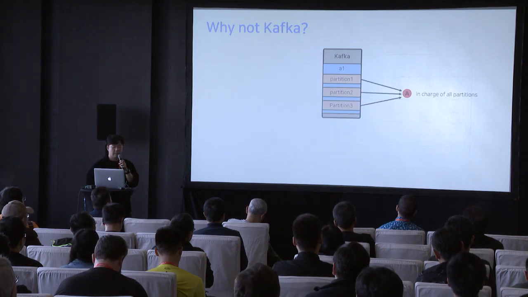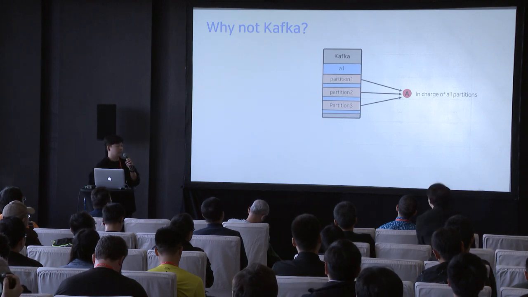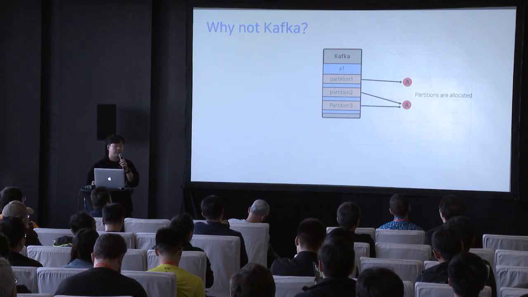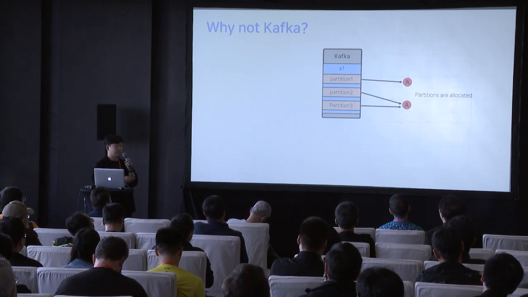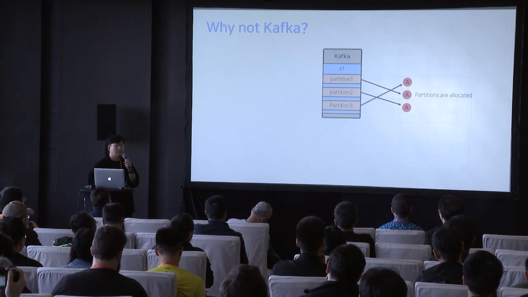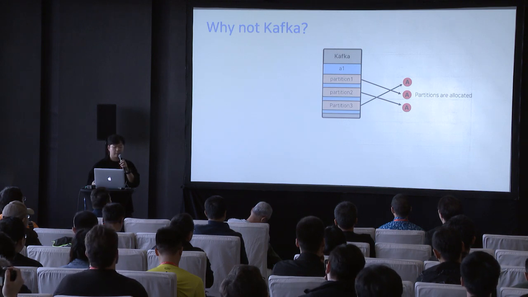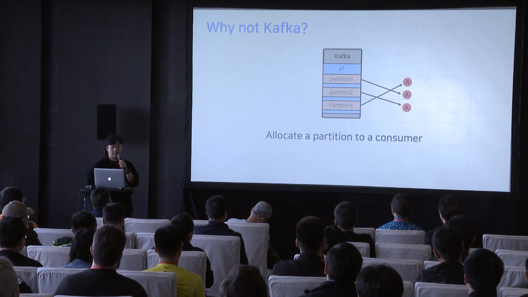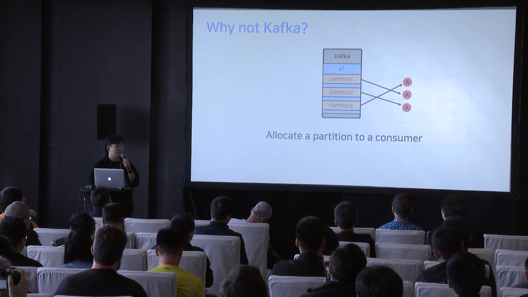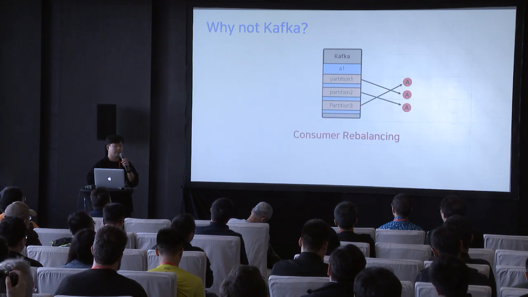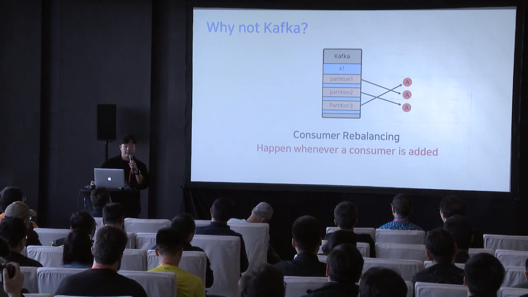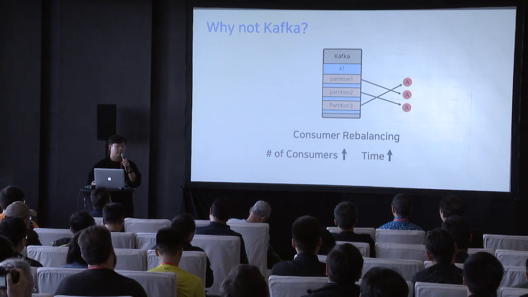The worst thing is, if there is one consumer, then it will be in charge of all three partitions. If one consumer is added, they will distribute the partitions. And when one more consumer is added, all three consumers will each be in charge of one partition. This is the process of allocating a partition to a consumer. In the Kafka world, we call this consumer rebalancing. Consumer rebalancing happens whenever a consumer is added.